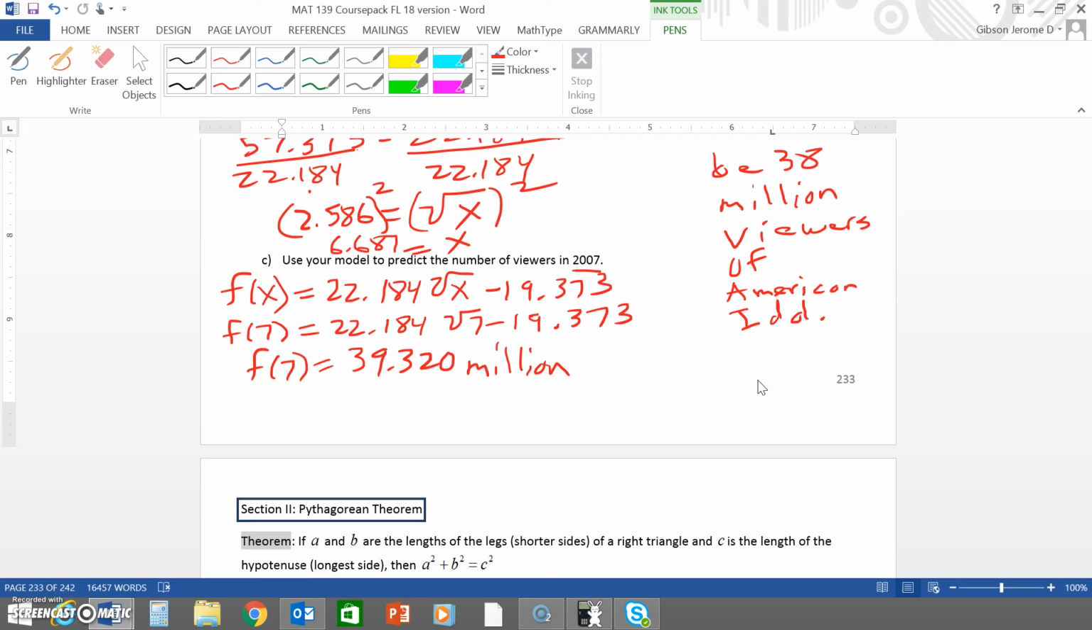Now I'm about to do another problem, another section, which covers the other portion, which is called variation. So I will get there in just a second.